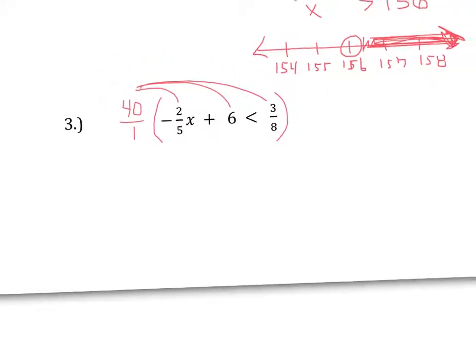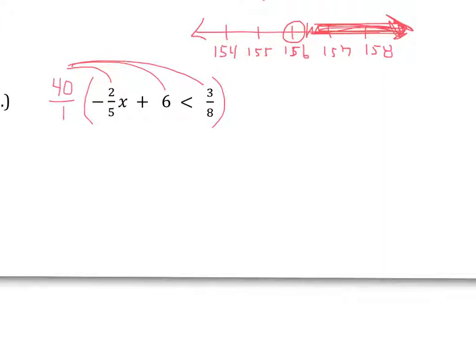Alrighty, here we go. We're going to take 40 over 1 and multiply it by that first fraction, which is negative 2/5 x. Plus, we're going to take 40 over 1 and multiply it by that number 6 is less than, and then we're going to take 40 over 1 and multiply it by that fraction on the other side. Got to do it on both sides, every term. So there was a fraction, a whole number, and a fraction. And we had to multiply each one of those by 40.